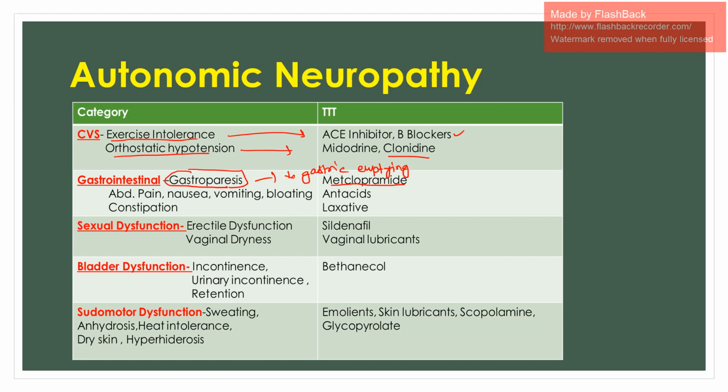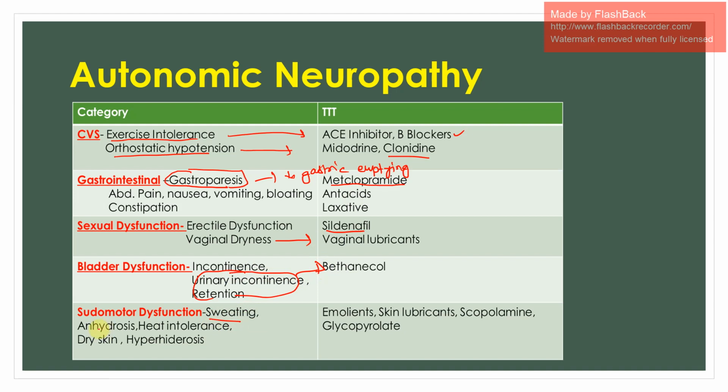We have a lot of things like abdominal pain, nausea, vomiting, bloating. You can give antacids for it. You have constipation, which can be treated by laxatives. So a lot of things are happening here. You have erectile dysfunction, you can give sildenafil. For vaginal dryness, you can give some lubricants. For urinary incontinence and retention, you can give bethanechol, which will squeeze the detrusor muscle of the urinary bladder and help in urinary outflow.